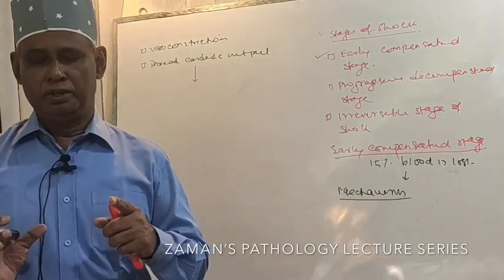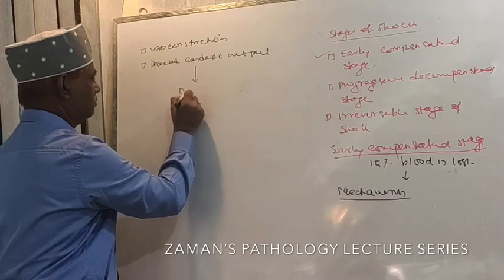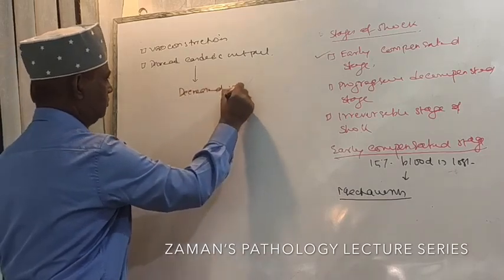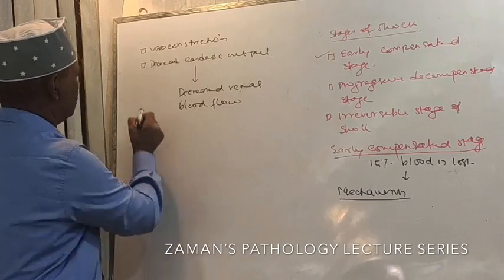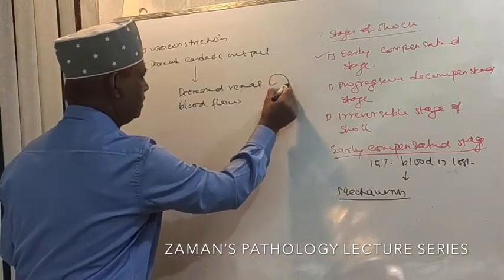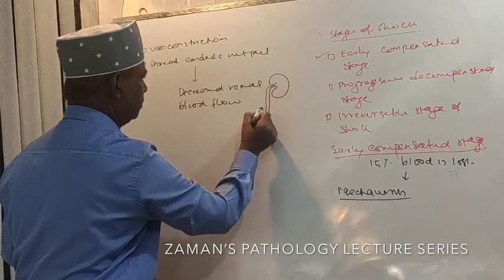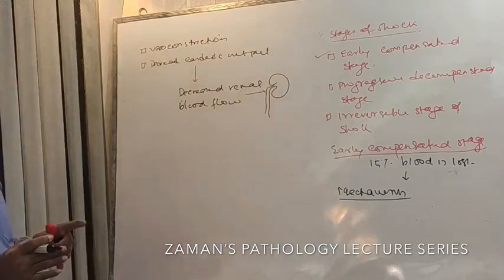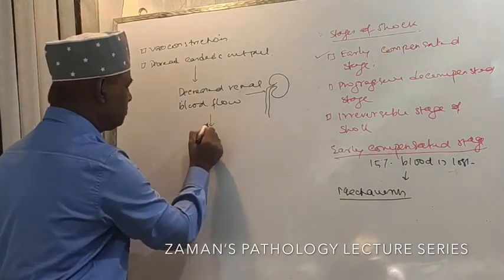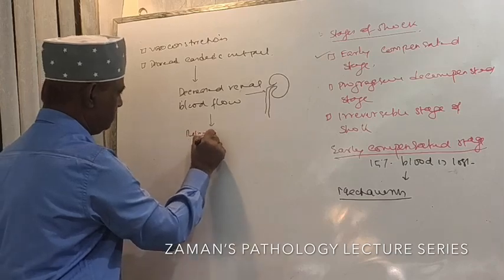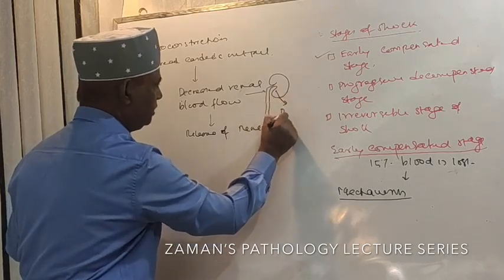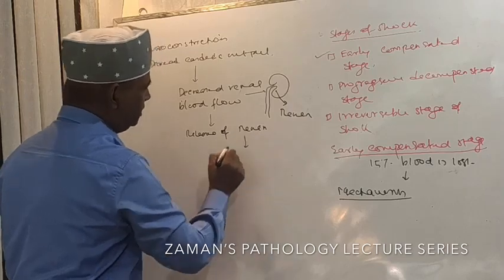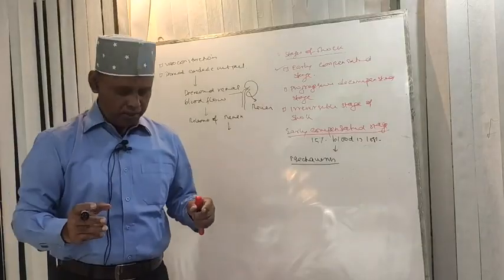There will be decreased renal blood flow. Following decreased cardiac output, there will be decreased renal blood flow. As decreased renal blood flow from the juxtaglomerular complex, there will be release of renin. So from the kidney there will be release of renin, and this secreted renin is associated with activation of the renin-angiotensin axis.